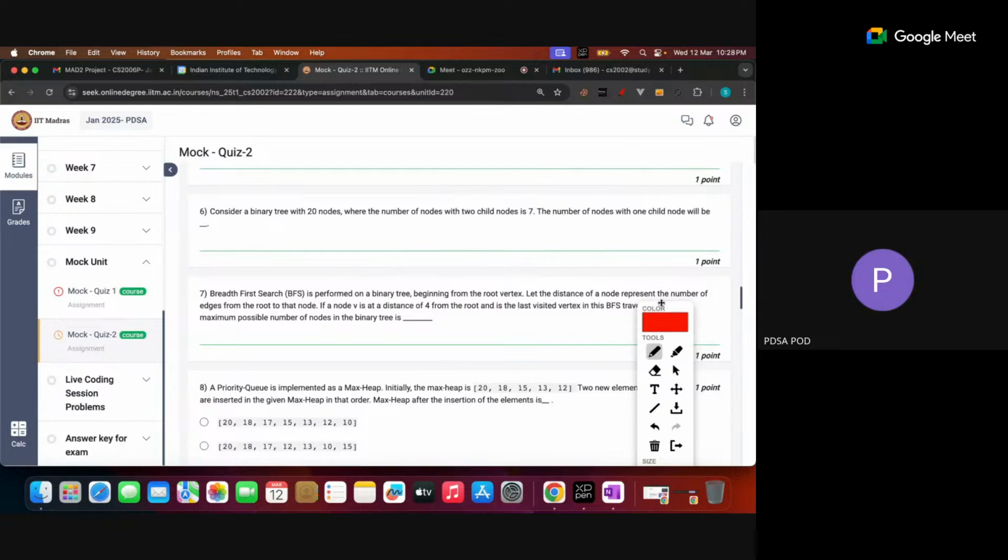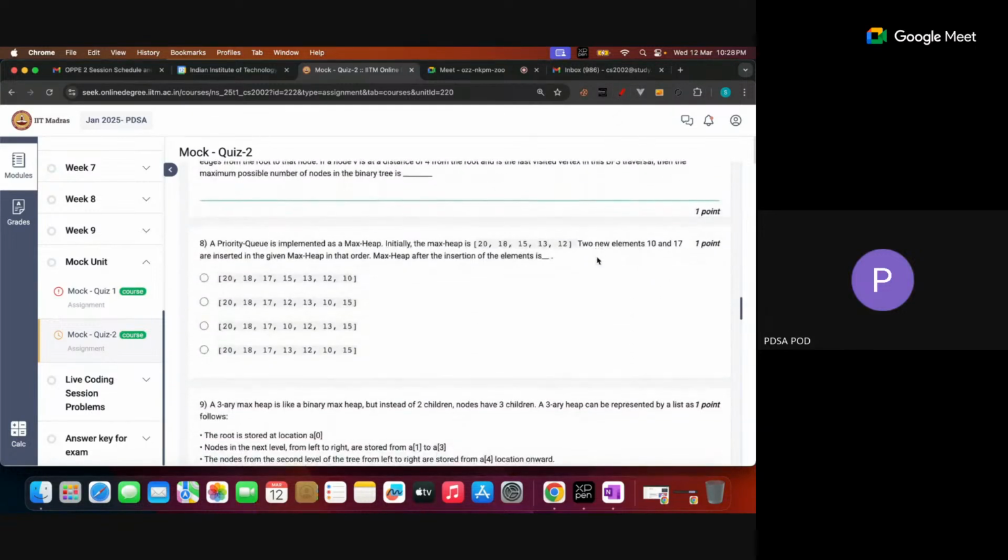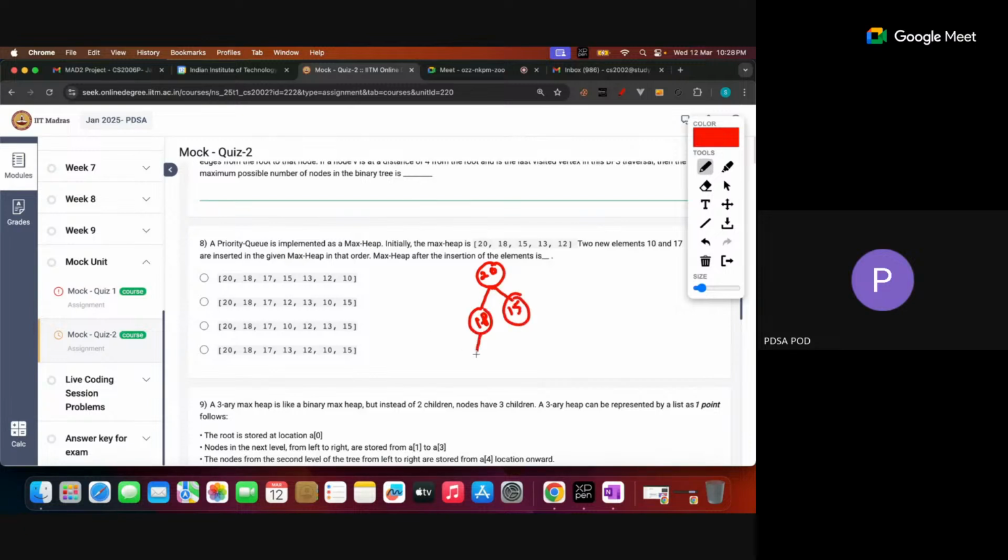Now again the max heap question. See, a priority queue is nothing but the maximum value is at the top, because in a priority queue the maximum value is processed first. So initially the max heap looks like 20, 18, 15, 13, 12. The new element 10 is inserted in the max heap. What is the max heap after the insertion? See, the heap is already there: 20, 18 and 15. Whether heapify is working or not makes a difference. Then 13 and 12.